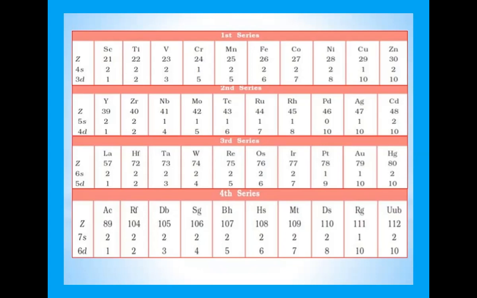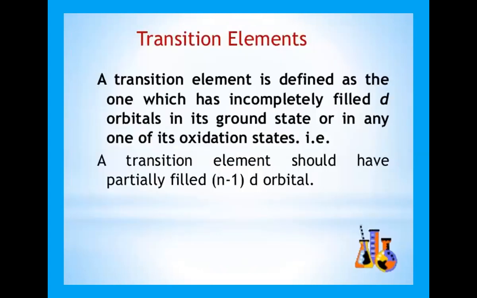Like that, the 4D series begins from yttrium and ends with cadmium. The 5D series starts with lanthanum and ends with mercury. And the 6D series is also given here, with the number of electrons present in the S subshell as well as the D subshell respectively. Generally, these D block elements are also called transition elements because they have properties which are intermediate to S and P block elements.